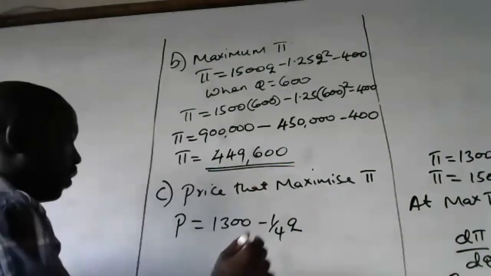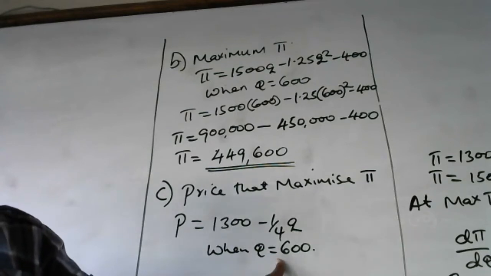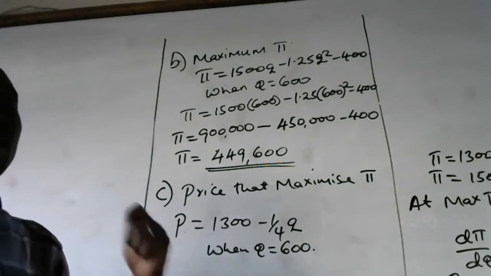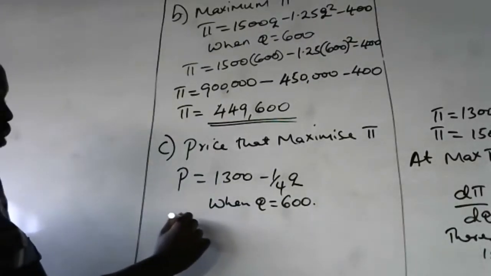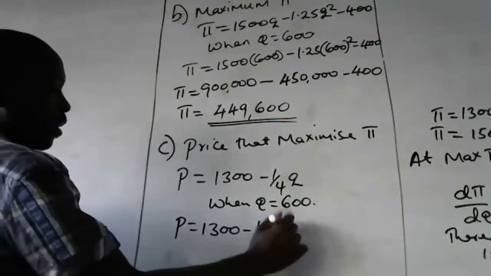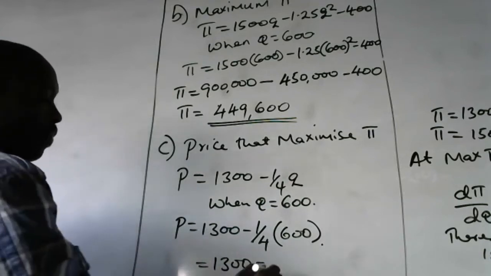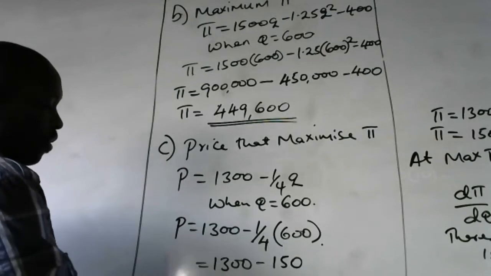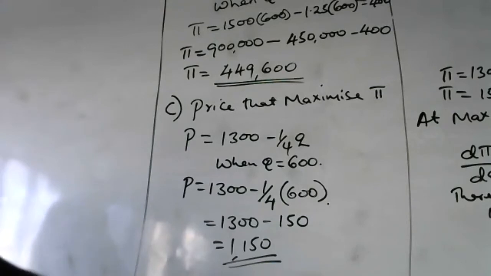The price that maximizes profit is the price when Q is 600, because Q is the quantity that maximizes profit. So P would be equal to 1300 minus 1 over 4 times Q, but our Q now is 600. This is going to be 1300 minus 150, if I'm not wrong. So this is going to be equal to 1150. That is going to be the price that is going to maximize the profit.